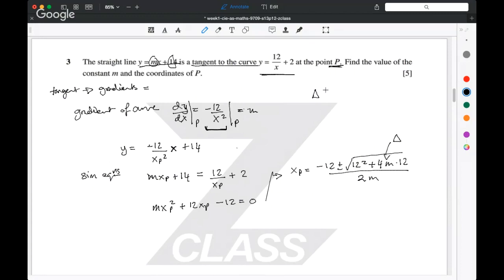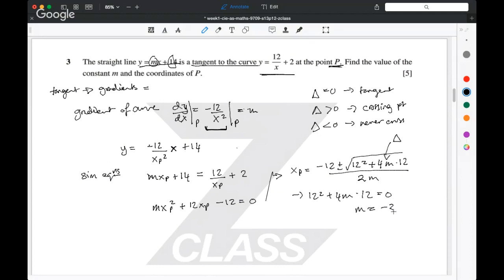Remember that delta equal to 0 means tangent, delta greater than 0, crossing point, delta less than 0, never cross. I.e., there's no real solutions because you're going to get the square root of a negative number. So we know that delta must equal 0. So we can set that 12 squared plus 4m times 12 is equal to 0. And this gives us that m is equal to minus 3.